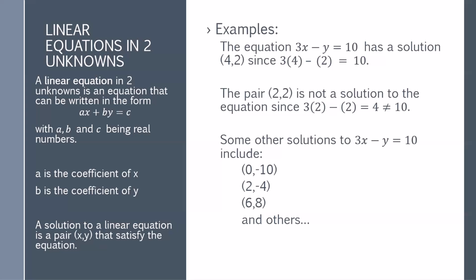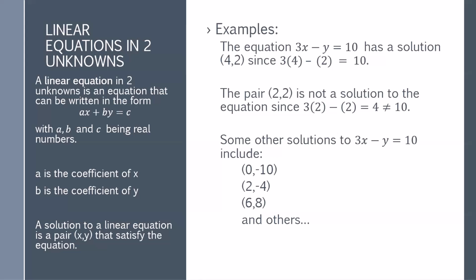Some examples. The equation 3x minus y equals 10 has a solution. It has, in fact, infinitely many solutions. One particular solution is the point (4, 2), because if we plug in 4 for x and 2 for y, then we get 3 times 4 minus 2 equals 10. So the equation gives us a true sentence. The pair (2, 2) isn't a solution because if we plug in 2 for x and 2 for y, 3 times 2 is 6, minus 2 is 4, and 4 is not equal to 10.